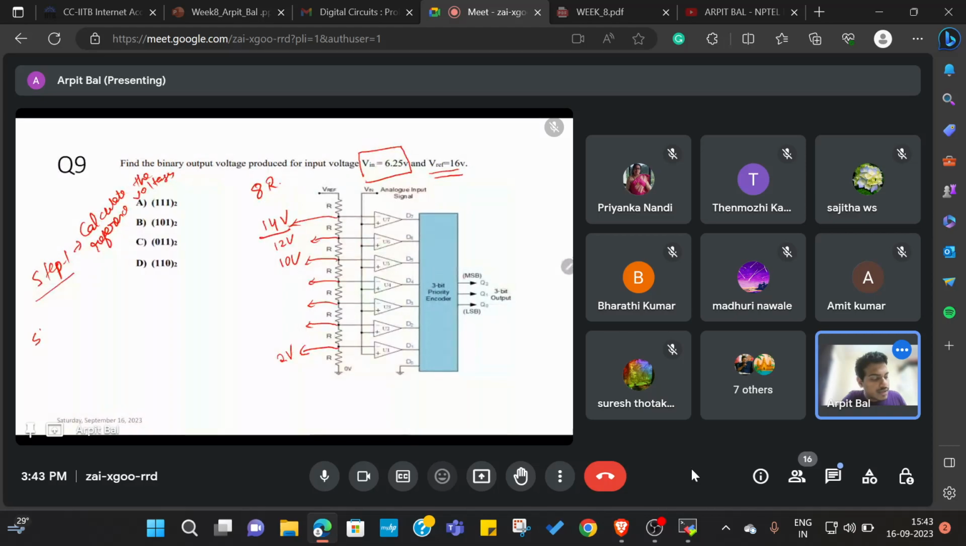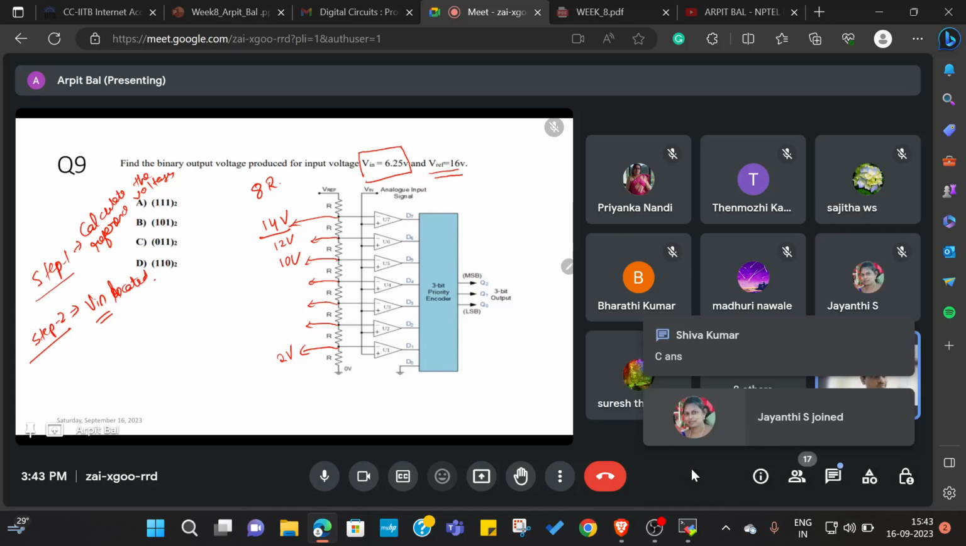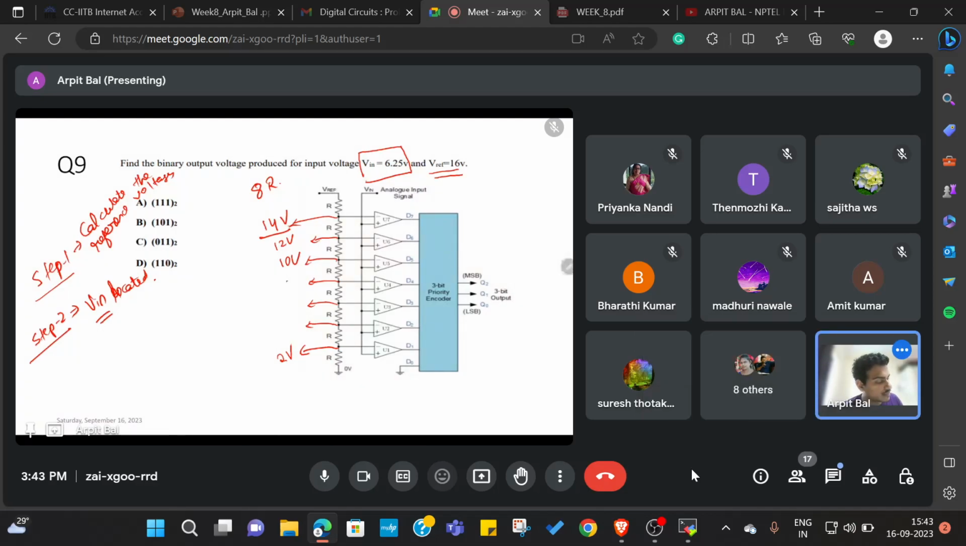Step 2 is to identify where your V in is located. So can anyone tell me, where does V in lie? In between 10 volt and 6 volt. The range is quite high, so let us reduce it. 8 to 6, correct. So it lies here, between 8 volt and 6 volt.